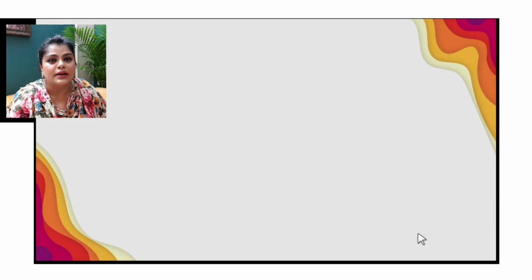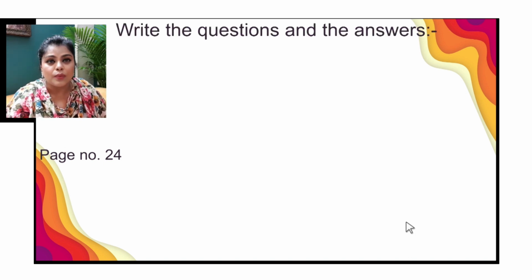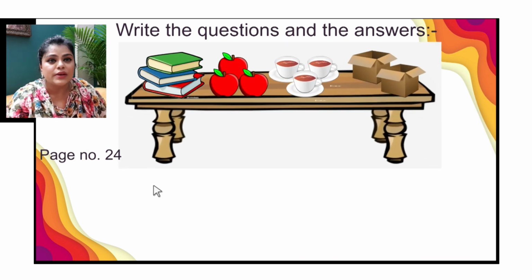Very good. Now, we will do page number 24. See the question. Write the questions and the answer. Now see the picture here. You can see the table. So on the table there are 3 books, 3 apples, 3 cups and 2 boxes.